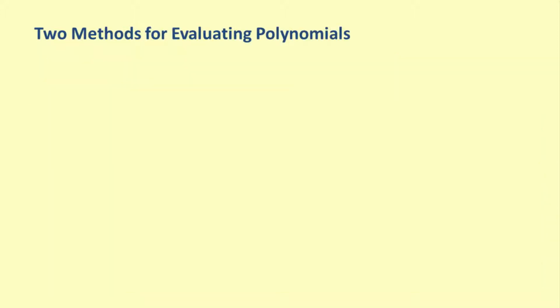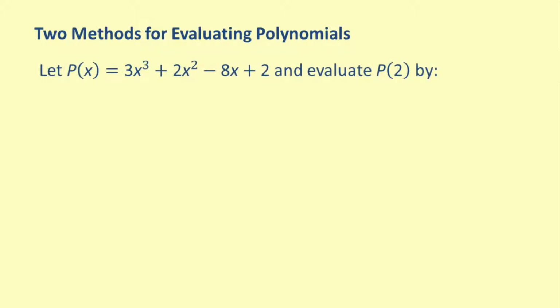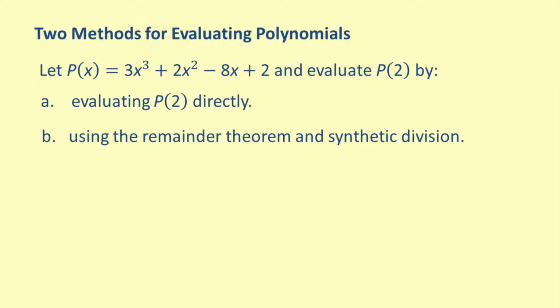The remainder theorem tells us that polynomial division can be used to evaluate a polynomial function at a particular point. Let's look at an example. Let p of x equal 3 times x cubed plus 2 times x squared minus 8 times x plus 2. We will evaluate p of 2 using two methods. In part A, we will evaluate p of 2 directly. In part B, we will evaluate p of 2 using the remainder theorem and synthetic division.